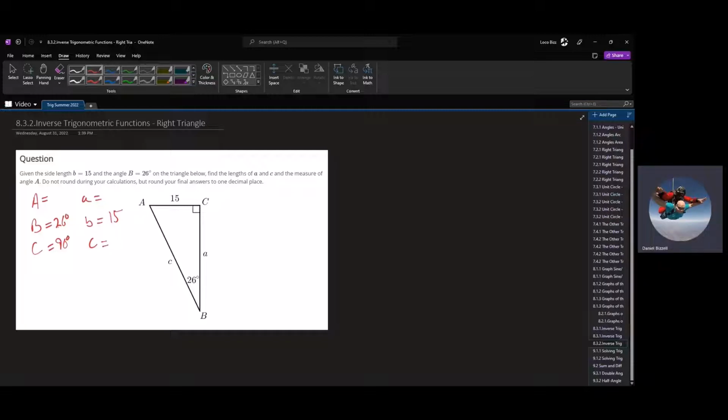Okay, in this situation, the first thing I would always do anytime I have two angles is find the missing angle. We know that the interior angles of a triangle always add up to 180 degrees, so we can find A right off the start. So A is going to be equal to 180 minus 90, which is 90, minus 26 degrees. In other words, A is going to be equal to 64 degrees.